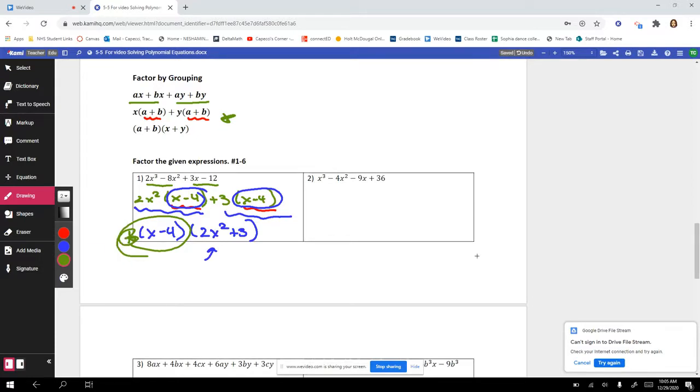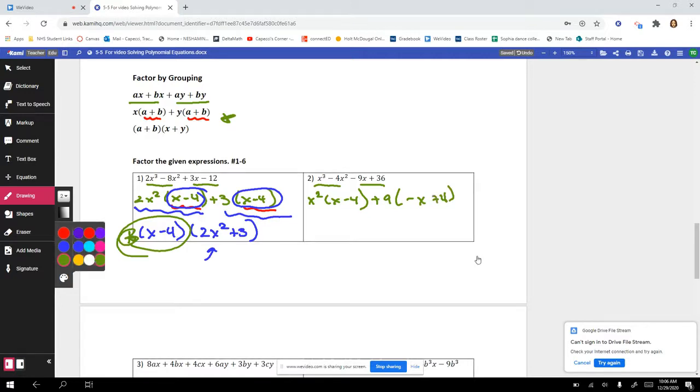Okay, let's look at our second one. Again, I'm going to underline what I'm going to try to group together. So my first grouping is just x squared as my only greatest common factor. I'm left with x minus 4. Now, if you look at the second grouping, I can factor out a 9. So I'm going to show you what happens. That would give me negative x plus 4.